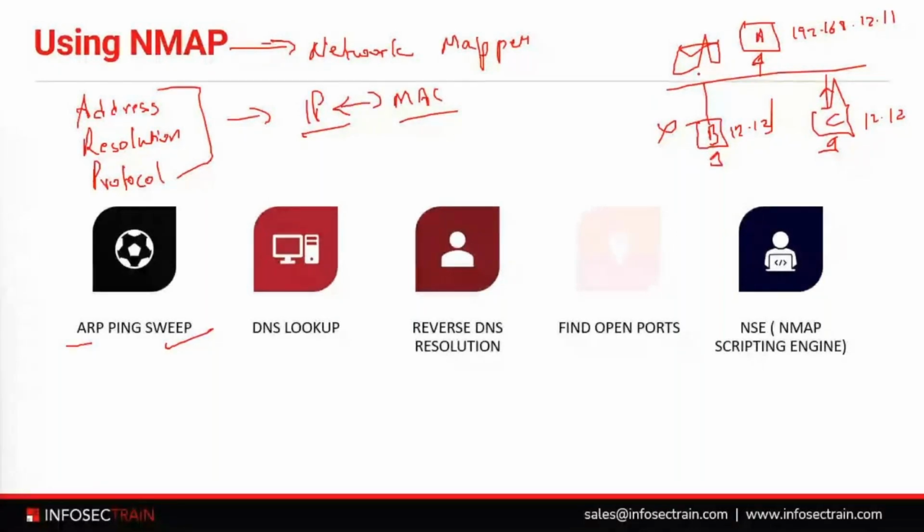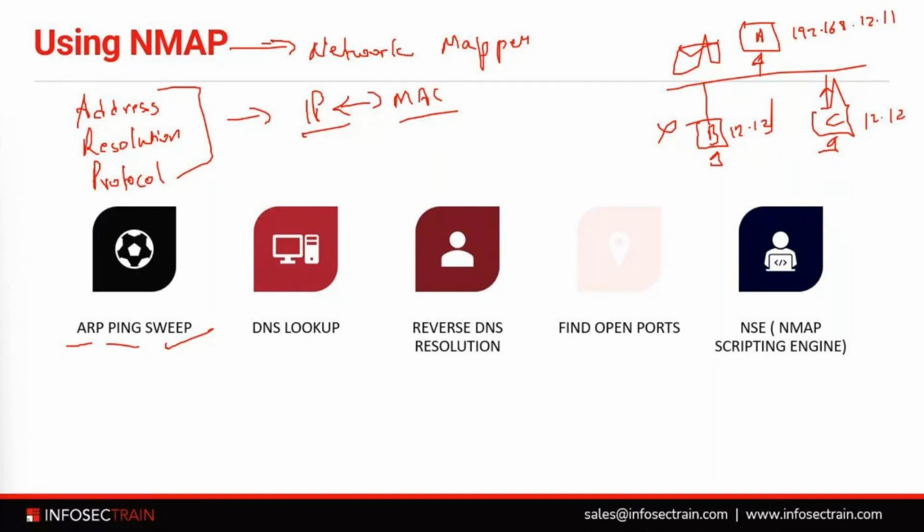Right. Now here, the second term is ping. Ping is a utility which is used for finding out if the target host is up and running or not. Right. Now when we are talking about ping sweep, right? So combined, what is that? Ping sweep is a network scanning technique which is used to find out or discover active devices on the local network.